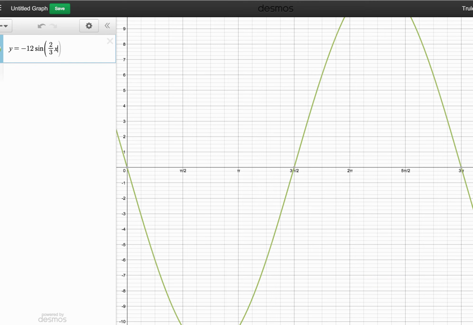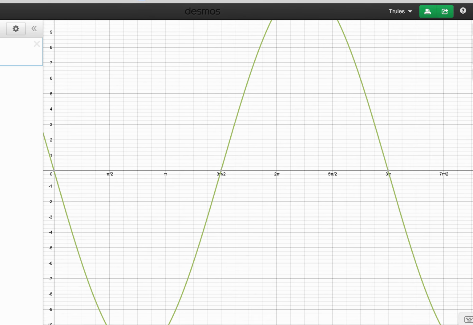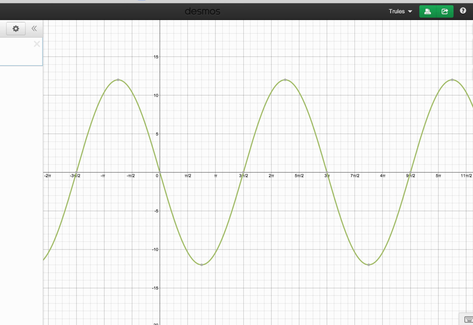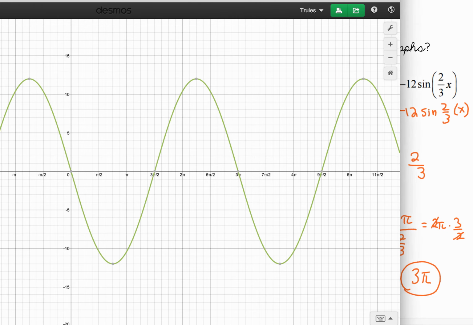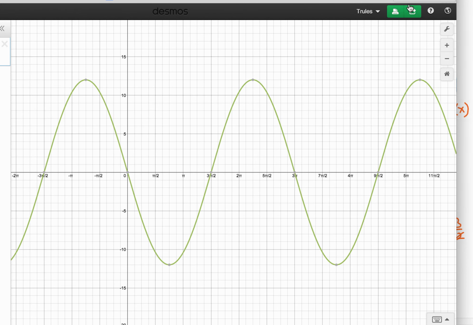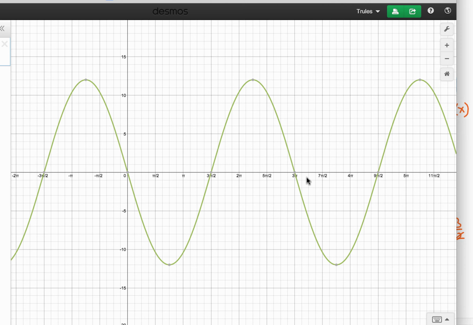All right, so let's adjust this window a little bit so you can see everything. I'm going to zoom out. All right. That looks good. So what did we say over here? We said 3 pi it would take to see one complete wave. Well, where's 3 pi? There's 3 pi right there. Is that one sine wave? Yes. Remember, it's upside down because it was a negative 12. So we're right. It took 3 pi to make one wave.